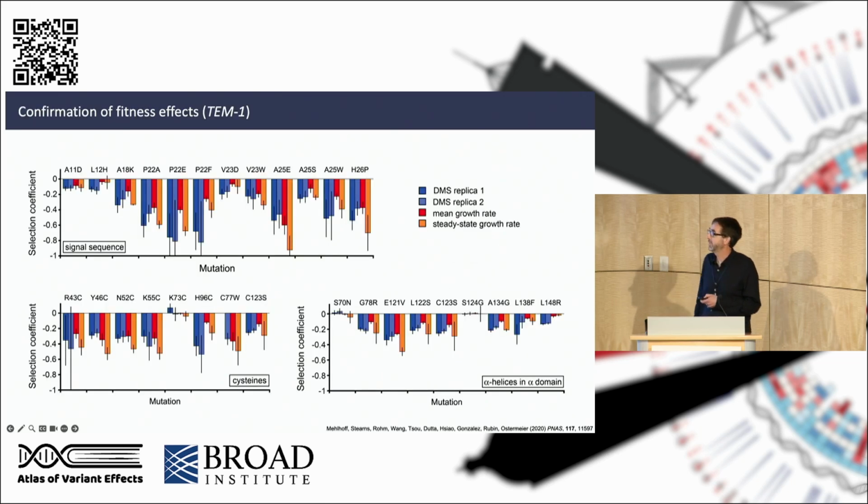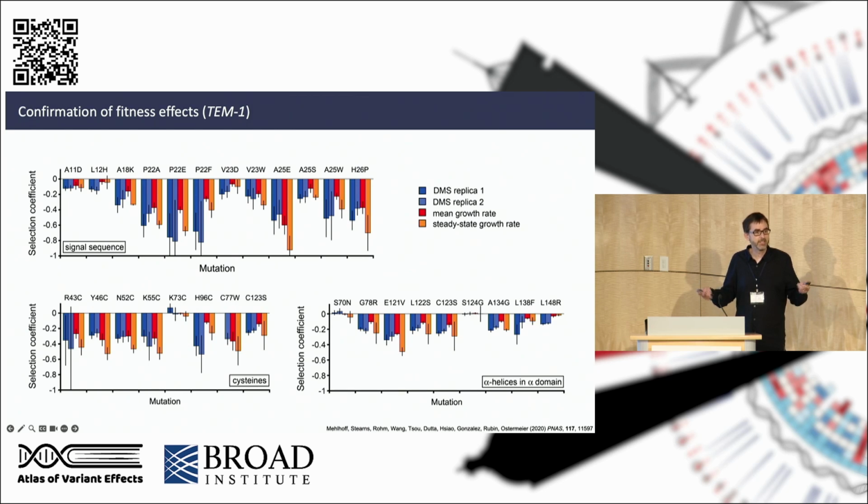So this slide here is just to remind me that we do validation on select mutations that we want to study, where we measure growth rates of monocultures of cells expressing these mutations. And when you have neutral mutations, they're neutral. And when you have deleterious, they're deleterious.